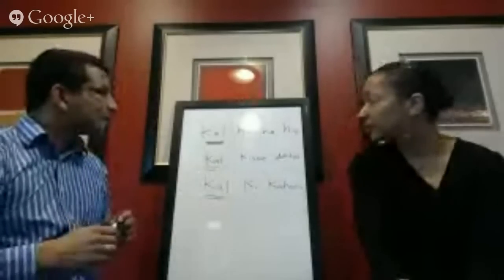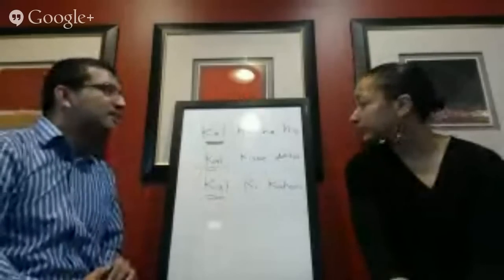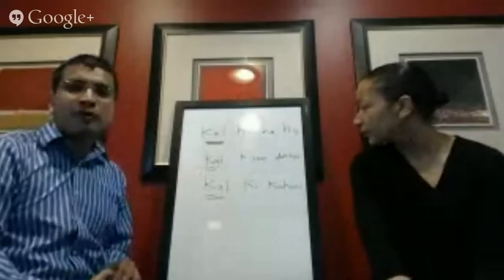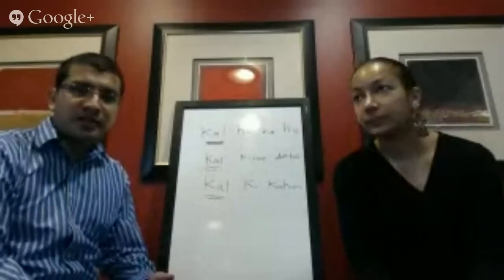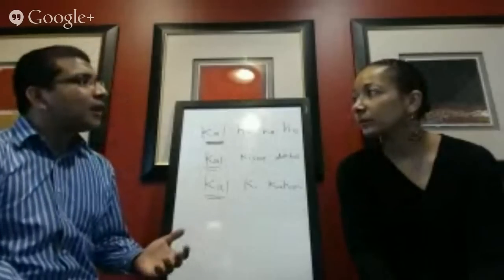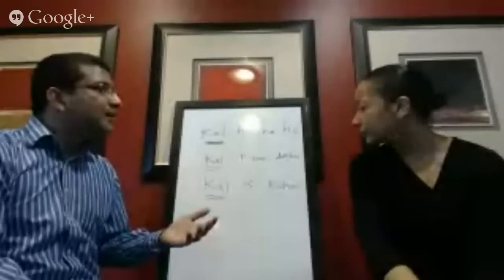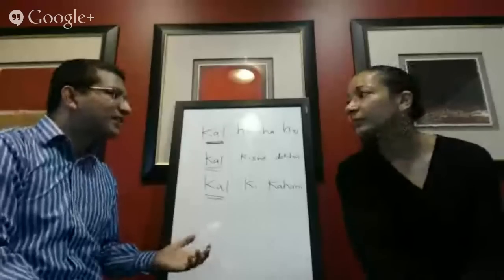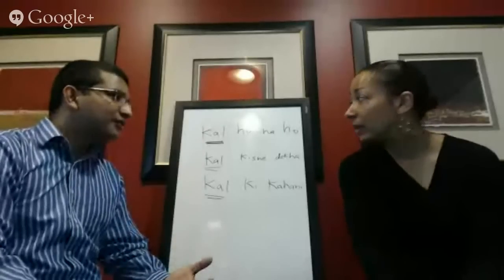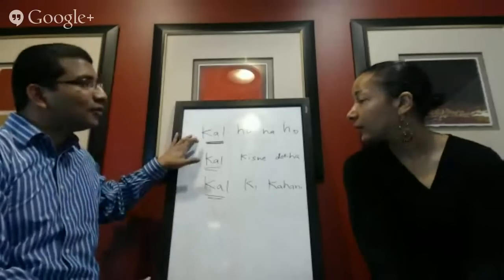Okay. Now, think about it. What kind of tenses are being used here? Although the same word is used for both tomorrow and yesterday, it really depends on how we are using it, right? How we are using kal. If we are using it in the context of past, then it's yesterday. If we are using it in the context of future, then it's tomorrow.